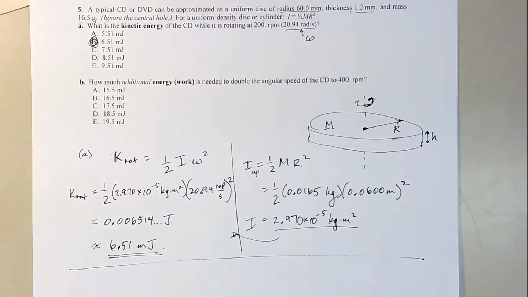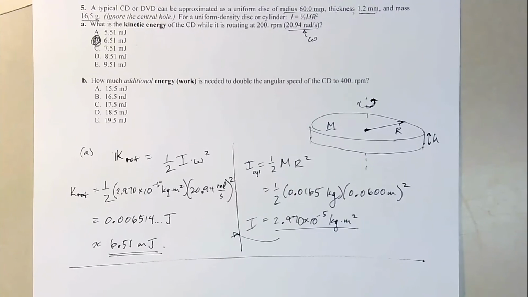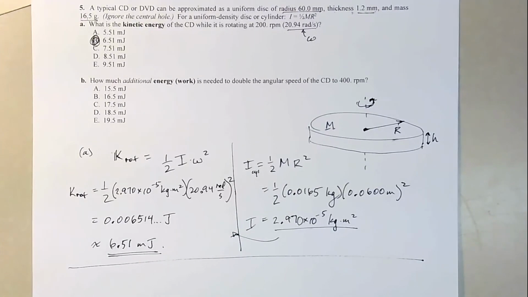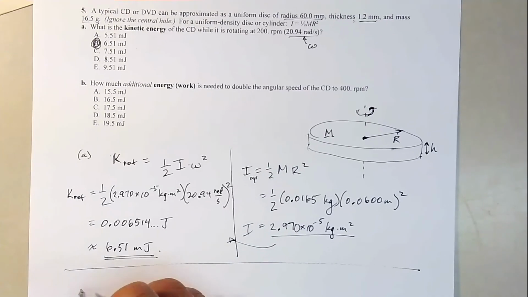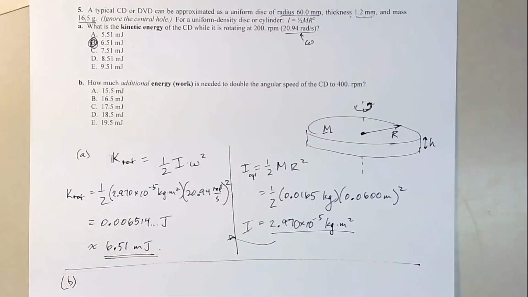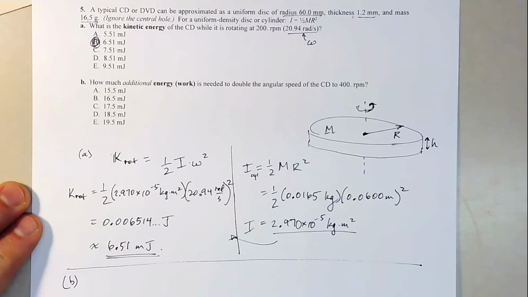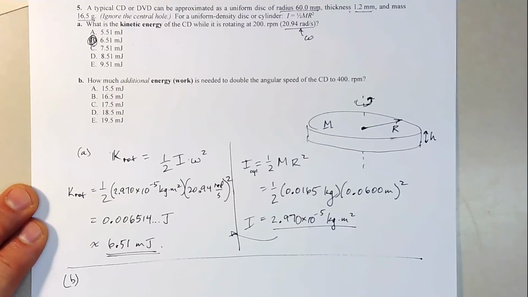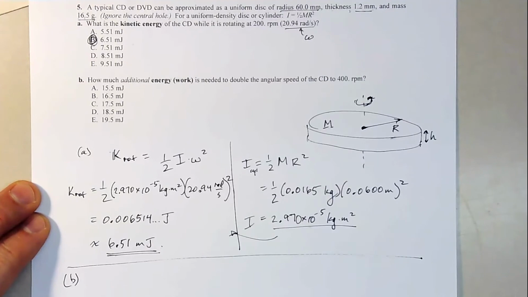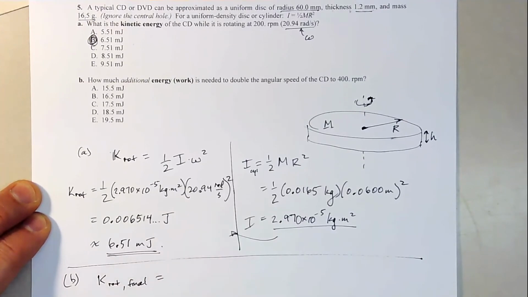So how much additional work is needed to spin this CD up from 200 RPM to 400 RPM? All right, well, let's find out what is the final kinetic energy of this CD at that final 400 RPM, and let's compare that. We'll subtract away from that the initial rotational kinetic energy at 200 RPM. So let's take the rotational final kinetic energy.